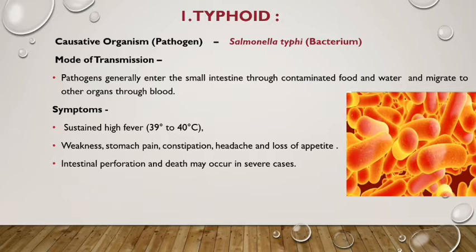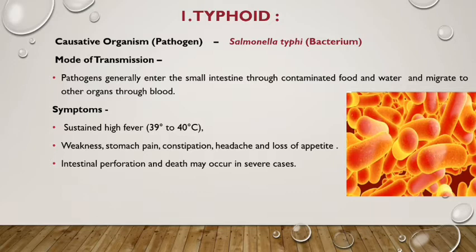Then my dear student, intestinal perforation. Intestinal perforation means the wall of the intestine is somehow damaged and some holes are made on that wall by the pathogen. If Salmonella typhi increase their number and the wall of the small intestine is damaged, and small holes are made by Salmonella typhi, then that person may face death also. So intestinal perforation and death may occur in severe cases.